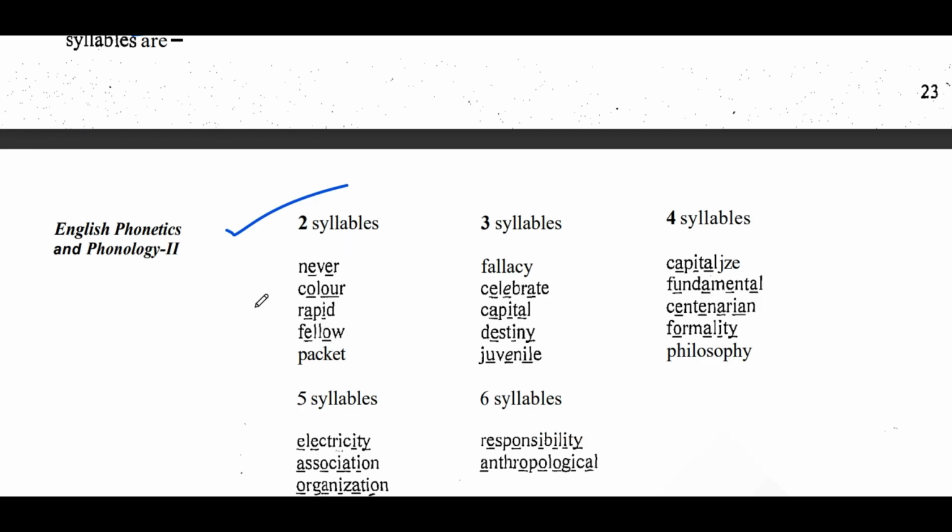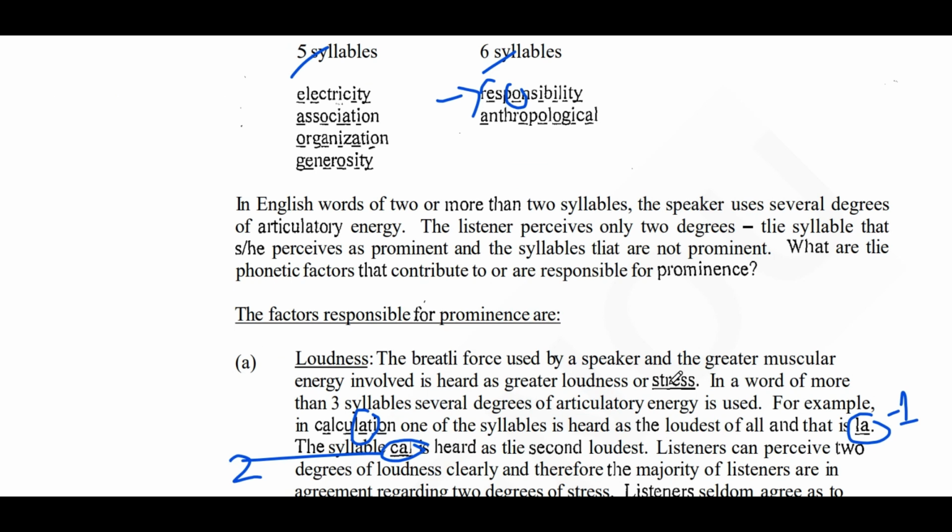But as we move ahead, these are the examples of two syllable words, then three syllable words, then four syllable, five syllable, six syllables. With this, it becomes even more complicated, because when you say responsibility, it could have been spoken in so many different ways that it would almost become incomprehensible for other people to understand. So how do we decide which part we should emphasize? When I say responsibility, which part of this word is highlighted to you more?